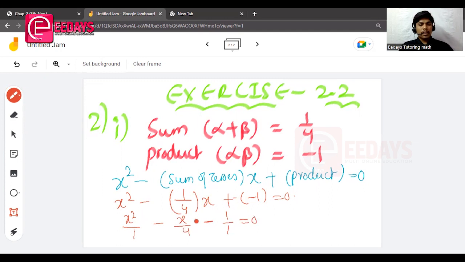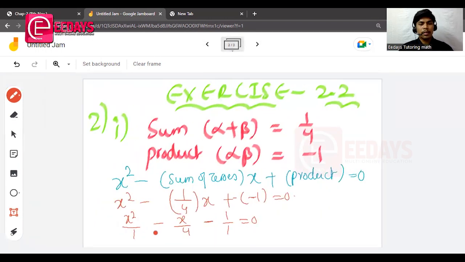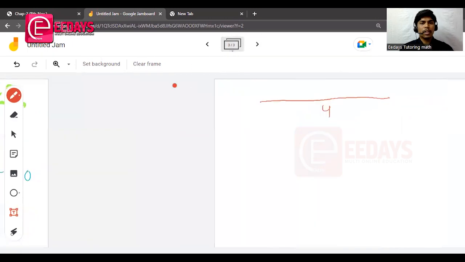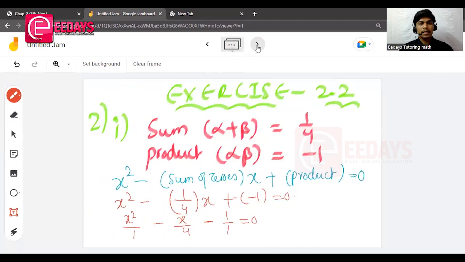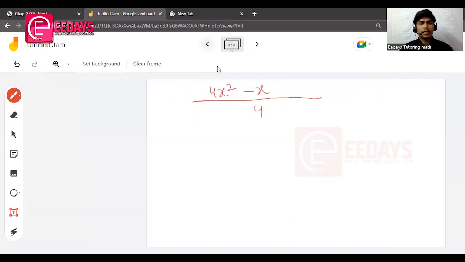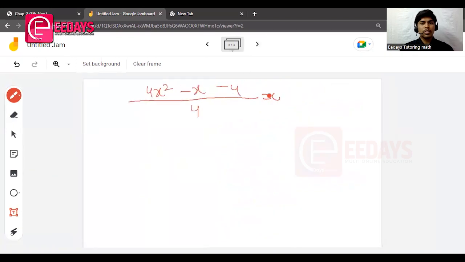So that is not a complete equation. You just do one thing. Take the LCM here, take LCM 4 here. Now the numerator becomes 4 into x square, that is 4x square, minus x, minus x. Okay, 4 into minus 1, you'll get minus 4 is equal to 0.